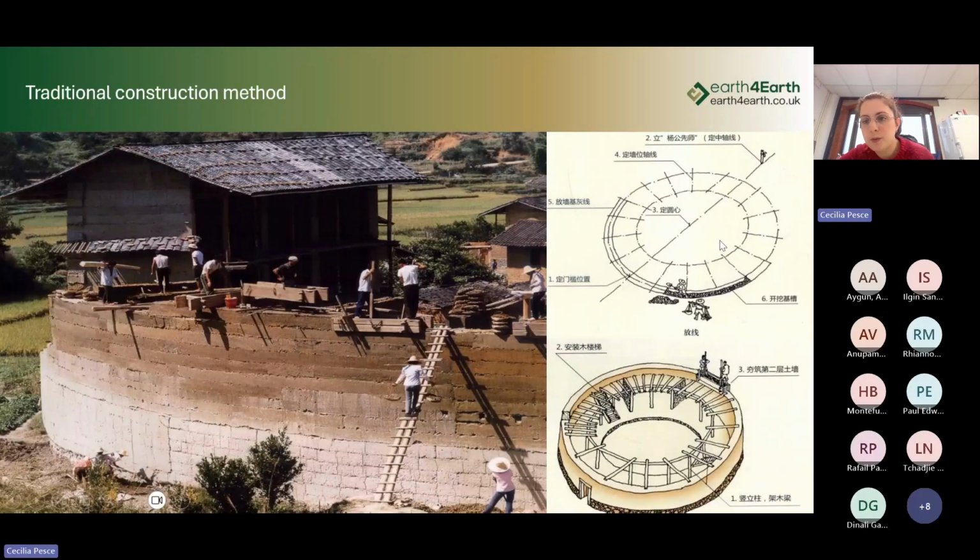And here on the right, we can see, so we have the circular plant, then we have the foundation made in stone, and then layer by layer, the earth is placed and compressed to have the full height of the wall.